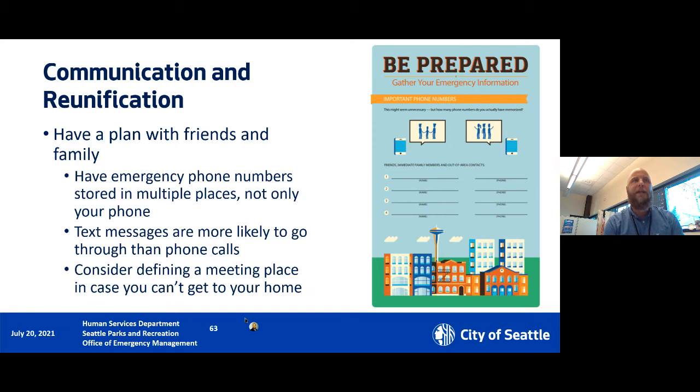If you can use a text message instead, then that message can keep trying to go through and it uses less data than an actual phone call. So text if possible. And consider defining a meeting place in case you can't get to your home. So if your family is spread out across the city during the day, with children at school, people at multiple different workplaces away from home, think about alternate locations that you could meet if for some reason you couldn't get to your home, and have some agreement on that. So if you're not able to communicate, everyone knows what the plan is.